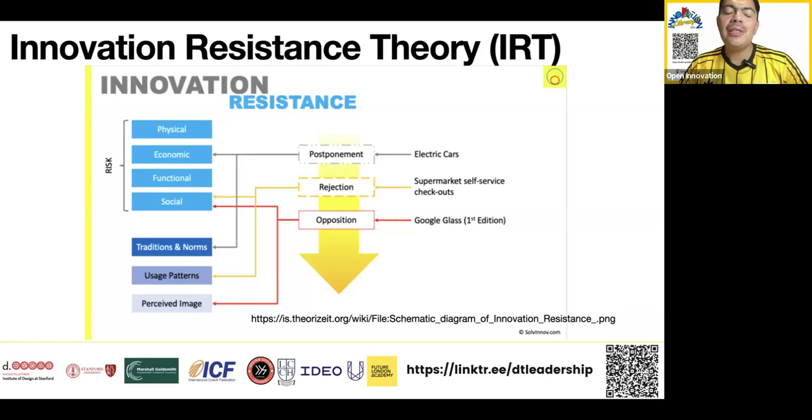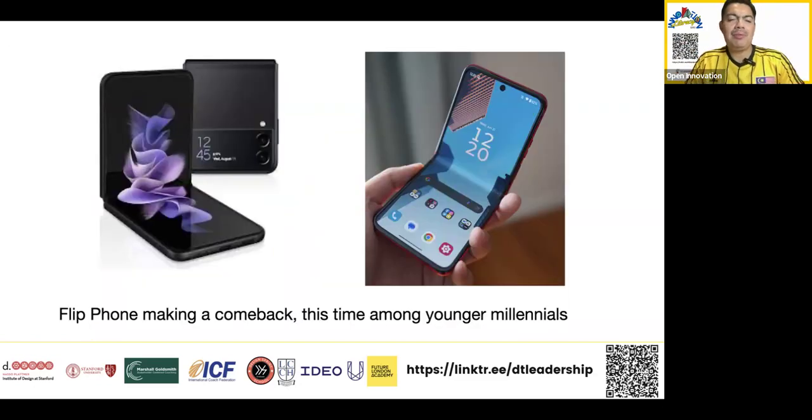Because of this theory, we can give you some examples. I mentioned just now the flip phone making a comeback, this time among the younger millennials, right? People in their teens and early 20s are so crazy about the flip phone. They're talking about deviation, being different. The flip phone is much more complex in terms of its camera. And if you know today's young people, they like to take pictures. Selfies used to be called mental illness. But today, after a few years, if you have not done a selfie, you're probably not one of us.